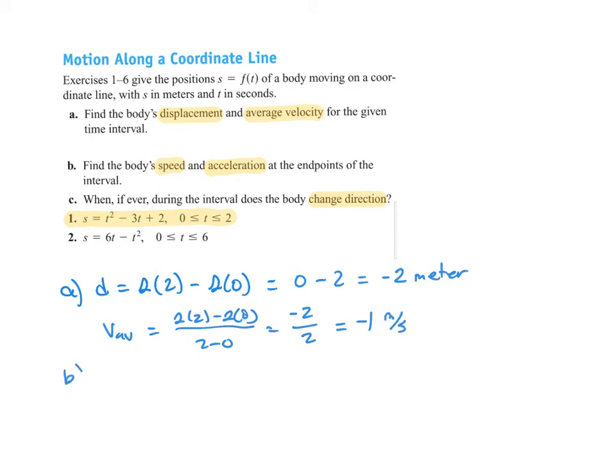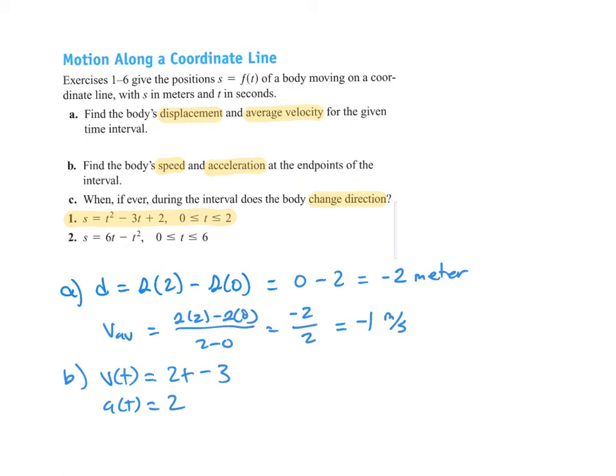For letter B, we're asked to find the speed and acceleration at the endpoints. To get speed, I need the velocity function. So I'm going to figure out v of t first, and I do that by finding the derivative. The derivative of s is going to be 2t minus 3. And then to get the speed, I'll do the absolute value. To do the acceleration, I just take the derivative of the velocity, which is 2 in this case. It's not always a constant, but whenever you have a quadratic for the position, it's going to be a constant.